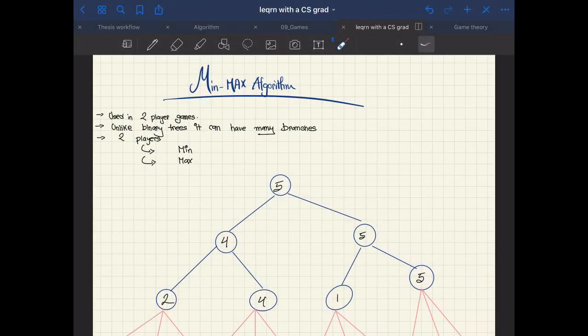Hey guys, welcome back to another video, and today we'll be discussing the min-max algorithm. This algorithm is part of the artificial intelligence course, and it is mainly used in games such as two-player games like chess and tic-tac-toe.